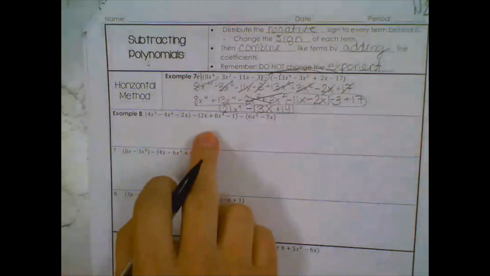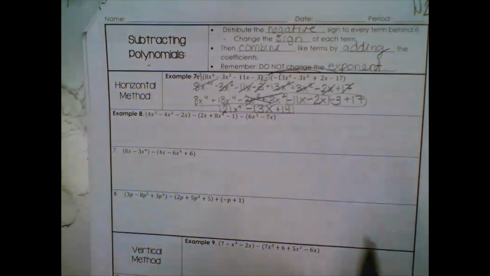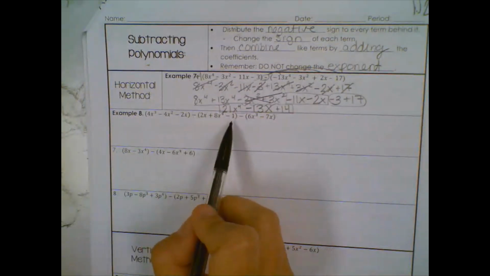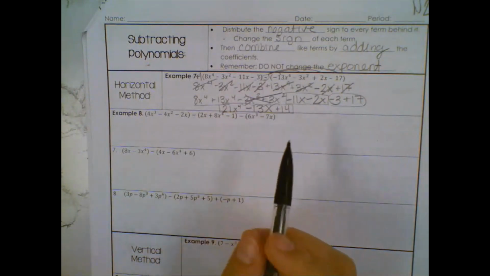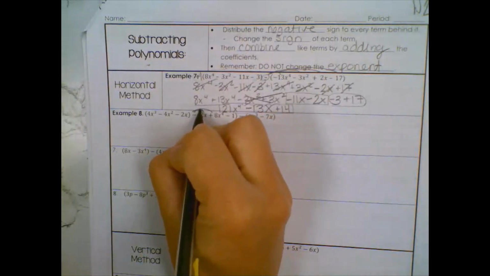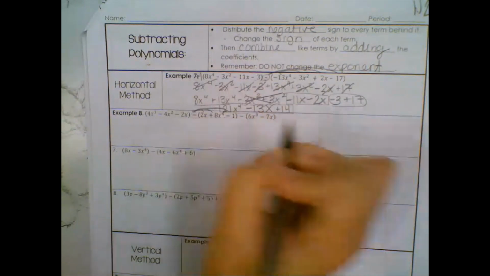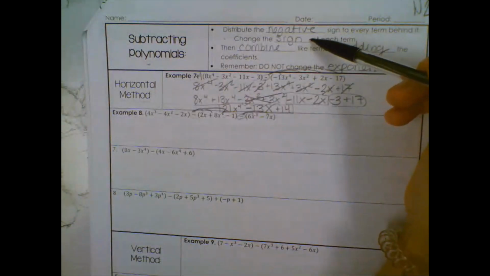So this next one is a little bit bigger because we have multiple polynomials. So what we have to be careful of is looking at what is between them. So we have a minus sign here and a minus sign here. So what that means is I need to distribute that negative to this polynomial, and then this negative is going to distribute to this one. So remember, all distributing a negative does is change the sign.